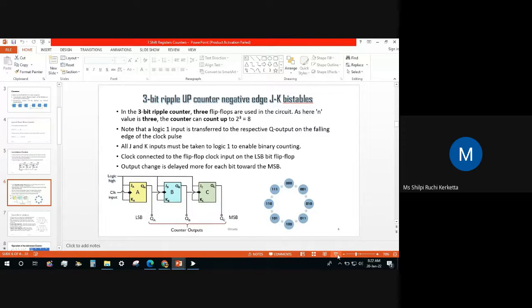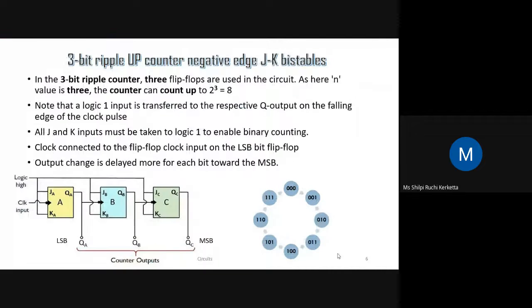I will tell you how this will work. So we have a 3-bit ripple counter, so 3 flip flops will be used. However many bits there are, that many flip flops will be used. Here the n value is 3, so the counter can count up to 2 to the power 3, which is 8. So we can call it a module 8 counter.